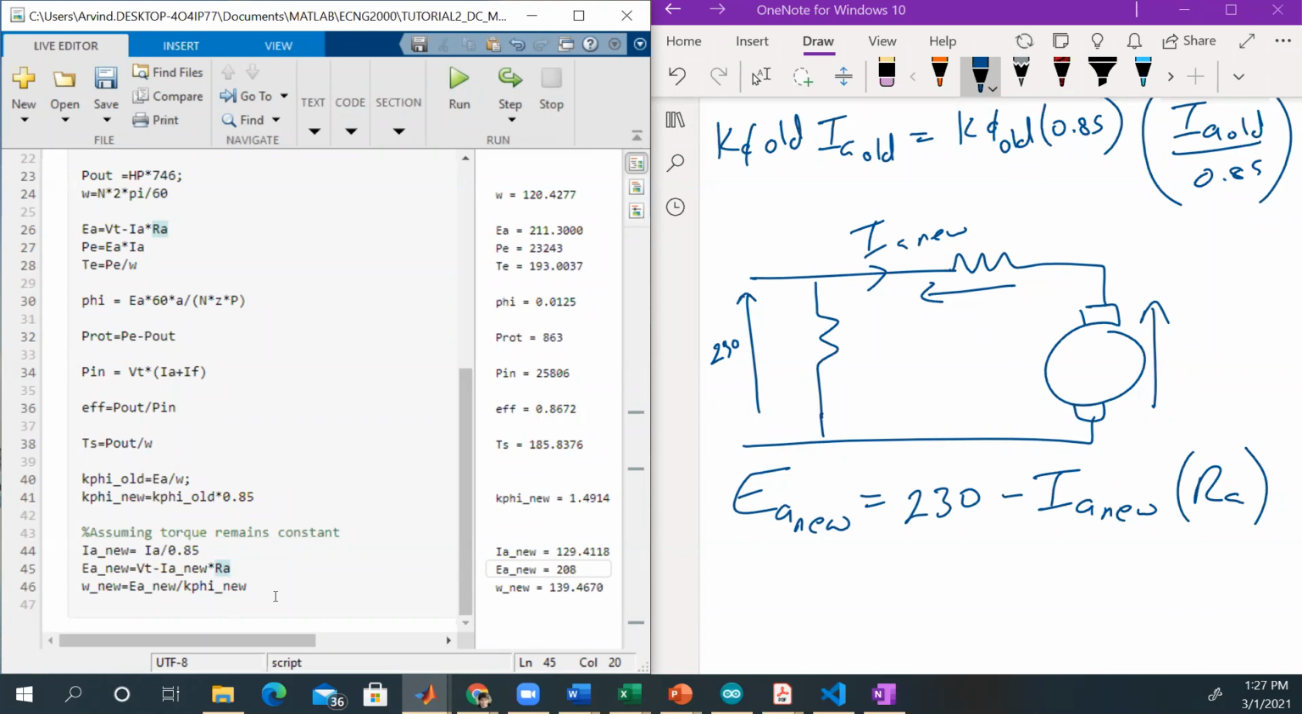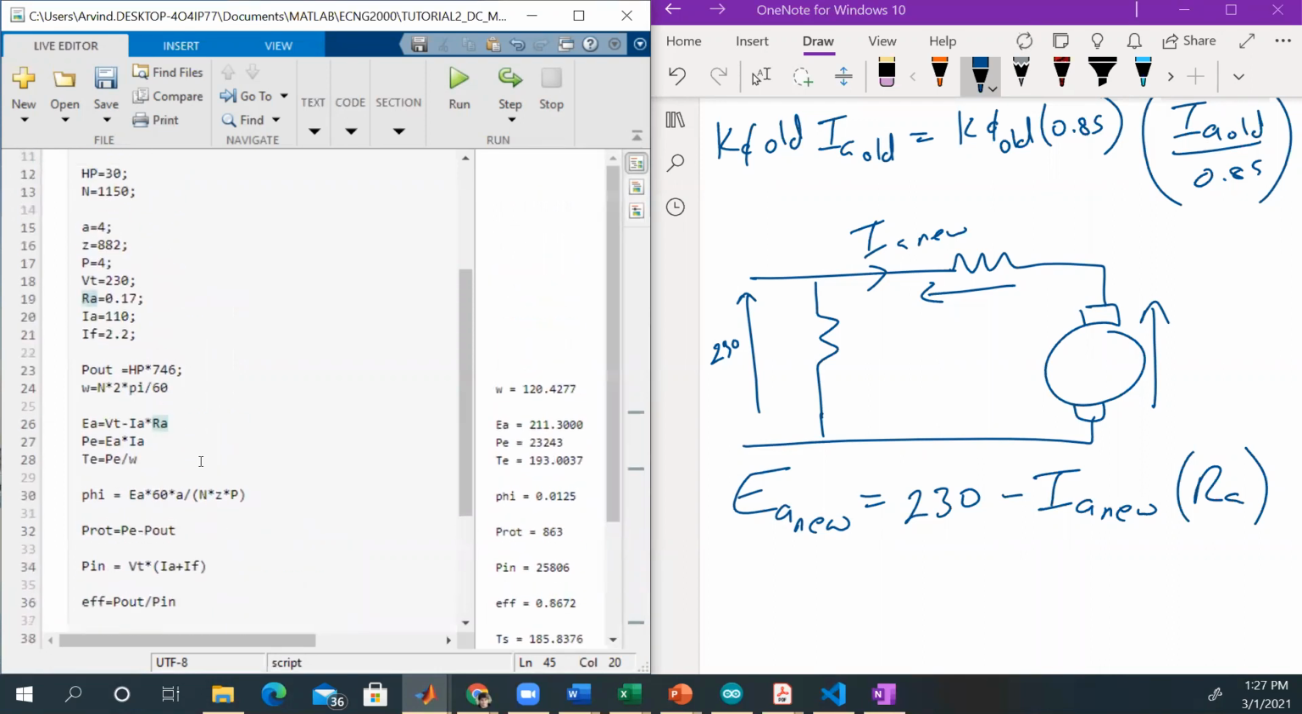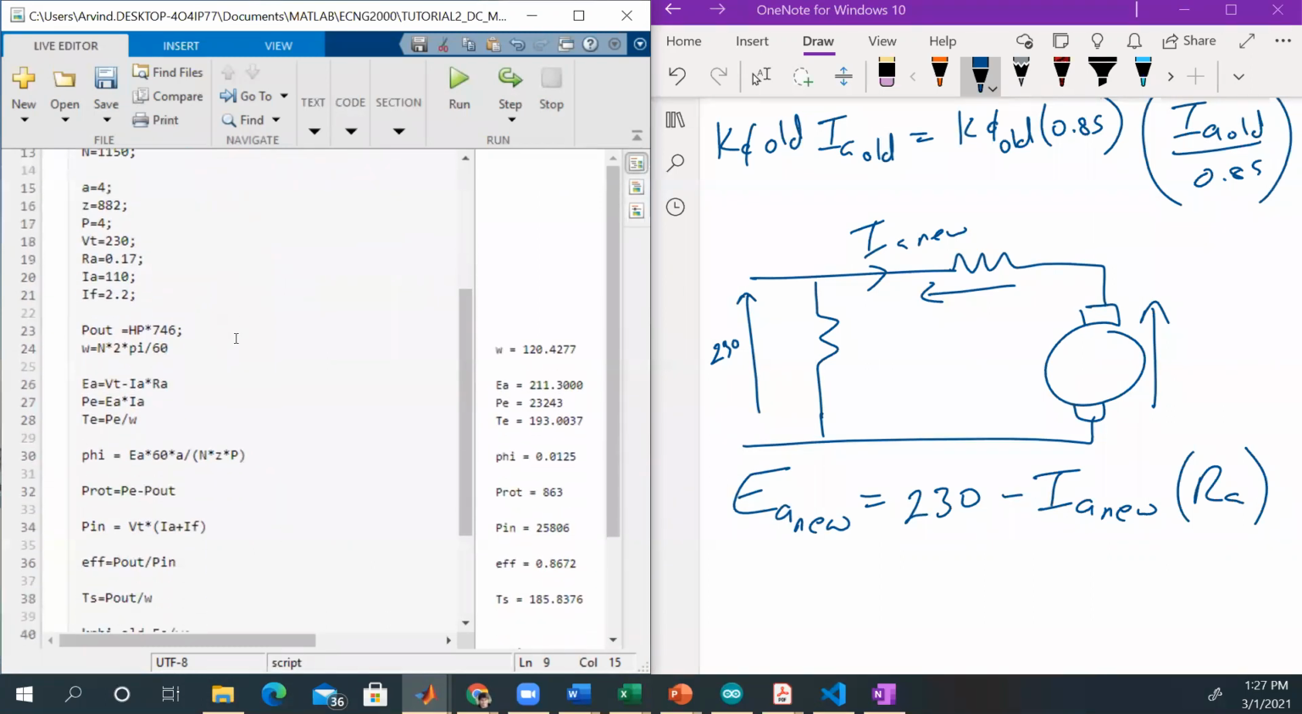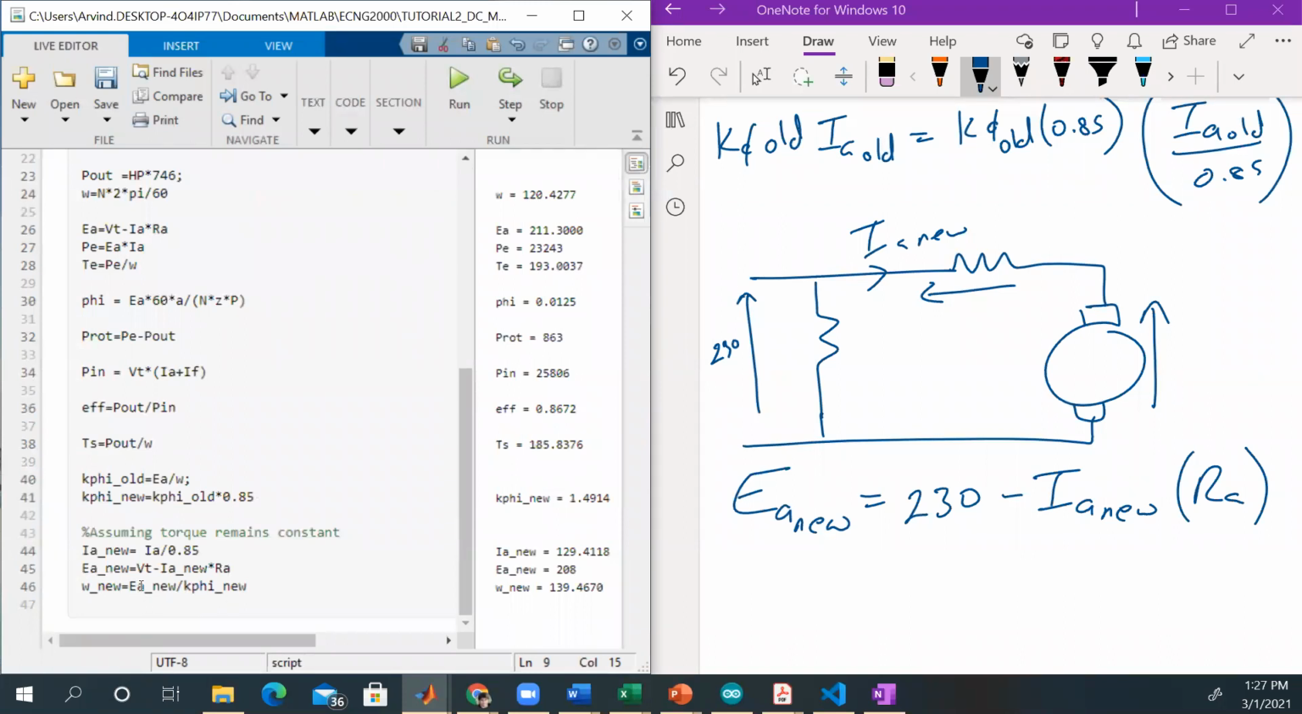And then the omega new, we are going to use the other equation, which is EA is equal to K phi by omega. So omega is EA on K phi. Right? So omega new is EA new on K phi new. And that works out to be 139.467. Now, if you want to see that, what is that in terms of N? N new is equal to omega new.